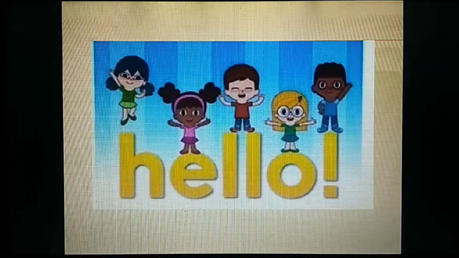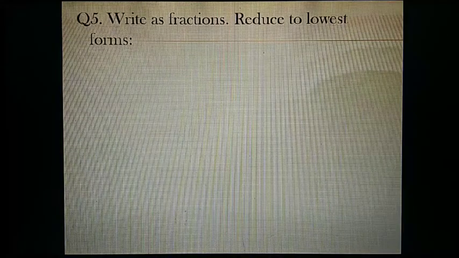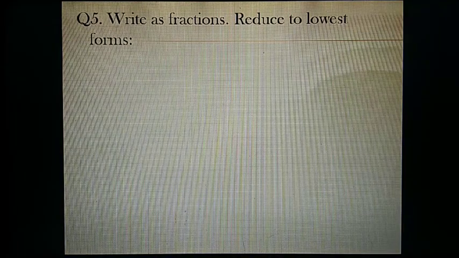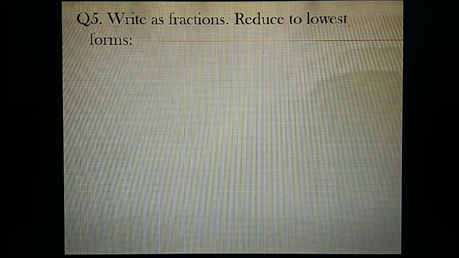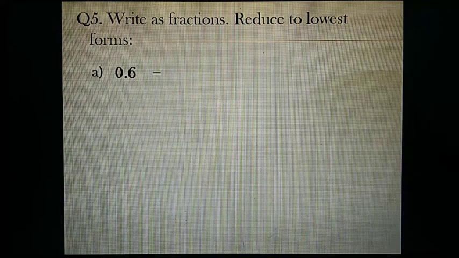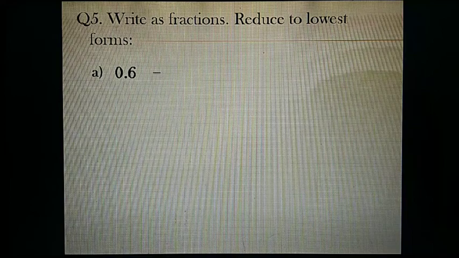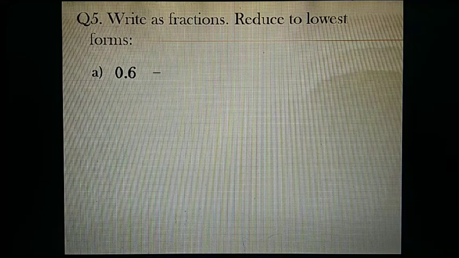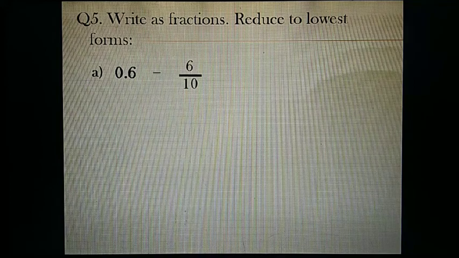In this video, we will continue with exercise 8.1. Question number 5. Write as fractions reduced to lowest forms. Here the first decimal is 0.6. There is one digit after the point. So 10 will come in the denominator and the fraction will be 6 upon 10.